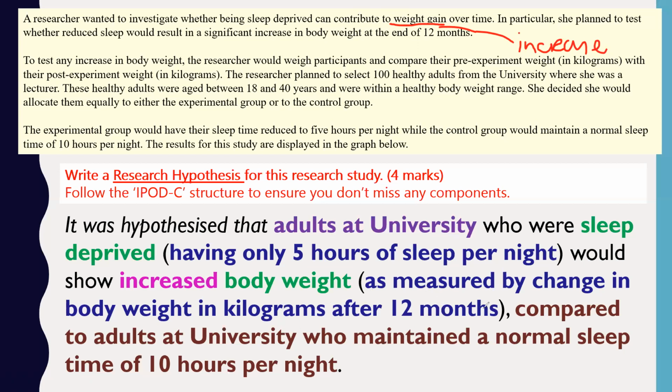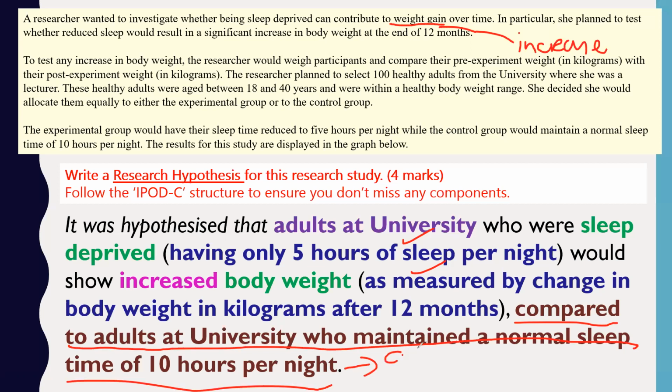So these operationalized parts are the same as the previous slide. Compared to, this is the important part a lot of people forget sometimes. So compared to adults at university who maintained a normal sleep time. So these are the guys who are our control group. Okay, these are the people who are not exposed to the IV. So there's no IV for them. In this case, if the IV was sleep deprivation, these are the people who are not going through sleep deprivation. In other words, they are maintaining a normal sleep pattern there.